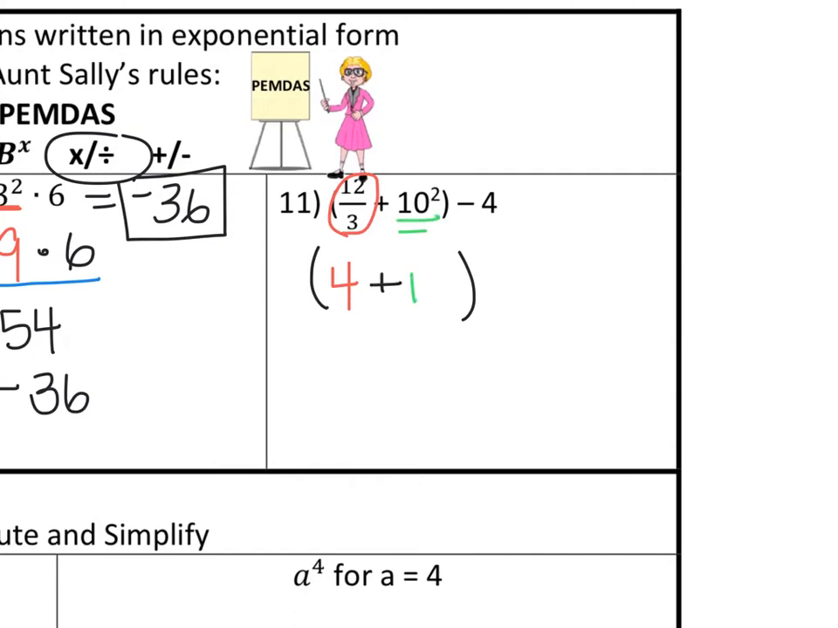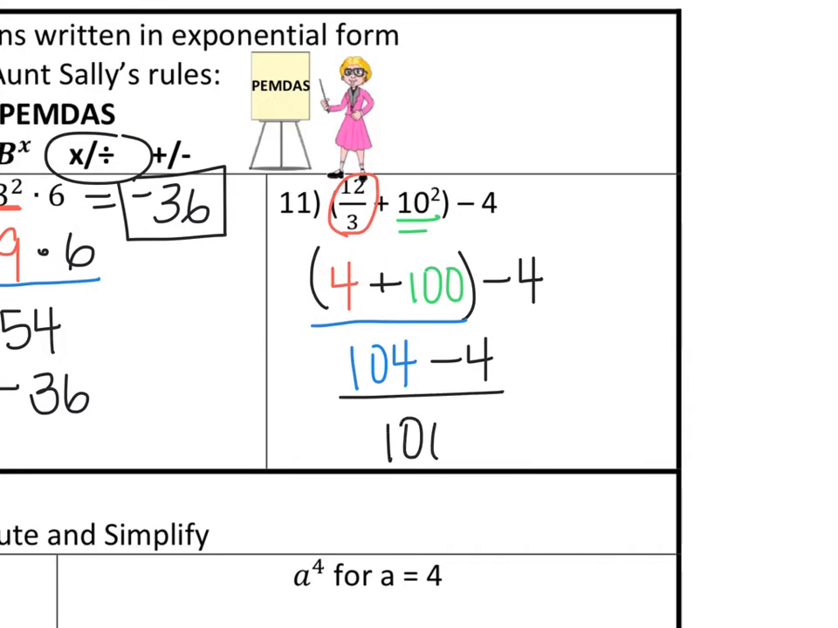10 squared is 100. Can't do anything with this yet. Add up what's inside. 100 plus 4 is 104. Bring down the minus 4, and we get 100, and that's our final answer. So the quantity 12 divided by 3 plus 10 squared minus 4 is equal to 100.